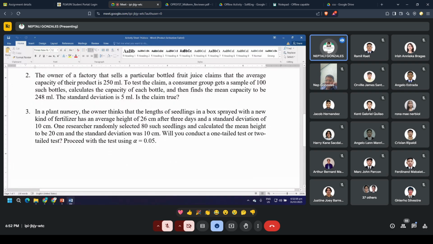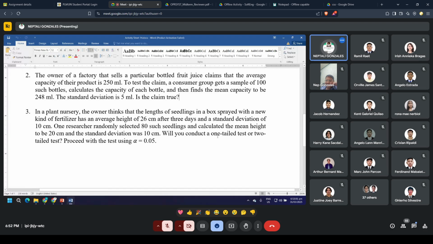in a plant nursery, the owner thinks that the length of seedlings in a box sprayed with a new kind of fertilizer has an average height of 26 centimeters after 3 days and standard deviation of 10 centimeters. Imagine the application of statistics. One researcher randomly selected 80 such seedlings and calculated the mean height to be 20 centimeters. Pinapabulaanan na agad. Sa 80 samples niya raw, 20 lang naman talaga yung totoo. And the standard deviation was 10 centimeters.